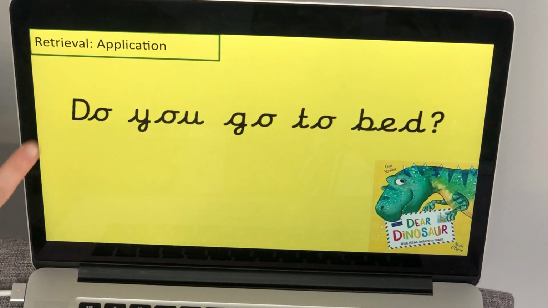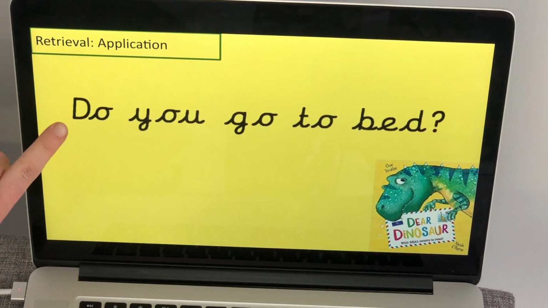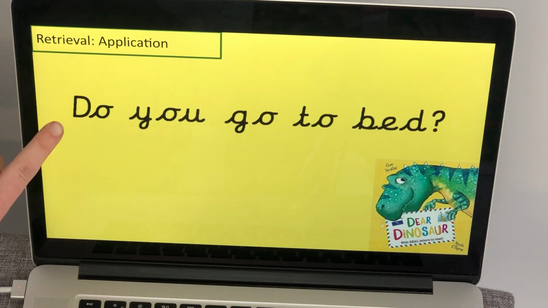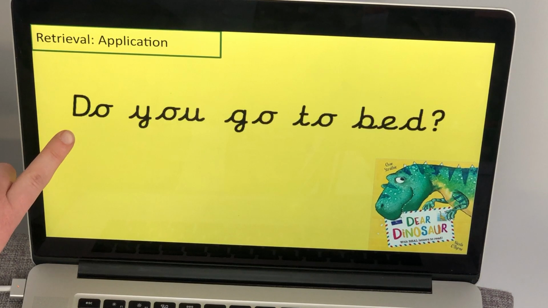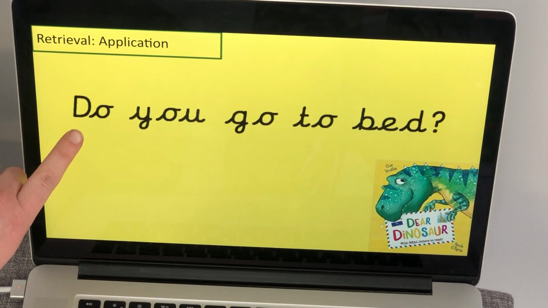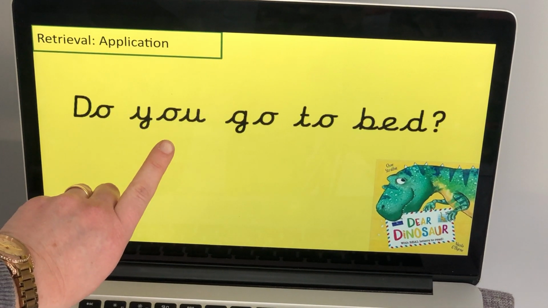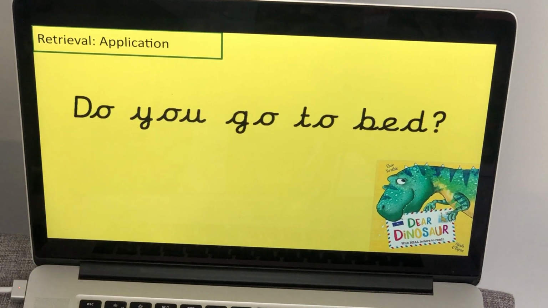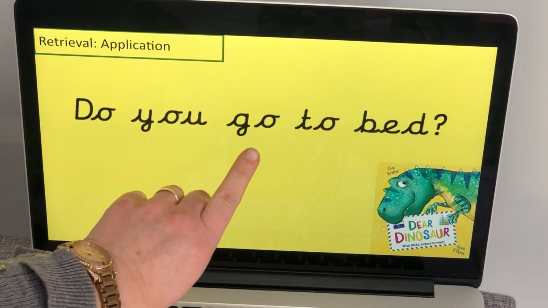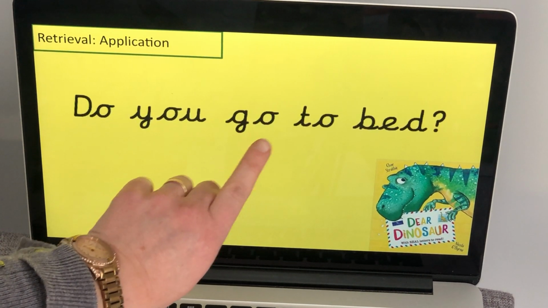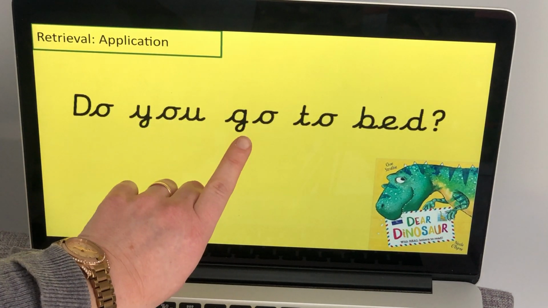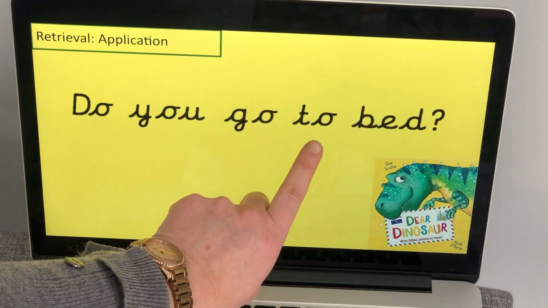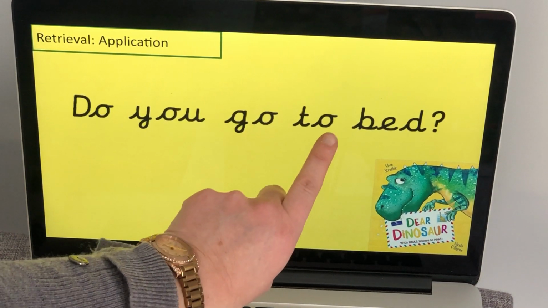Let's practice reading the word do in a sentence. Oh, there it is right at the beginning of the sentence, and it looks a bit different here because the D is written as a capital letter. That's because the word do is at the beginning of the sentence. Do you, that's another tricky word. The next word is another tricky word. This is the word go. Do you go. Another tricky word. This is the word to.